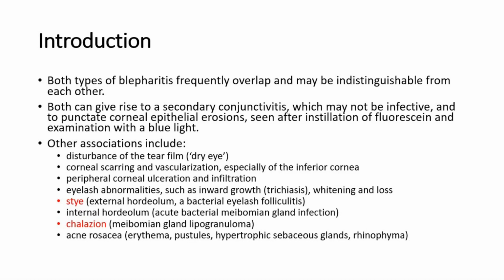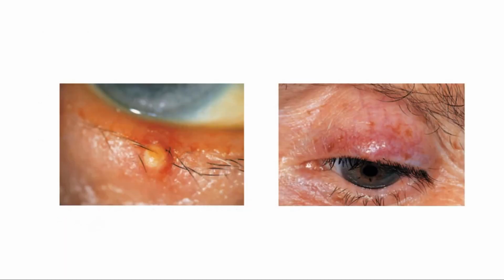Other associations include disturbance of the tear film, corneal scarring and vascularization, especially of the inferior cornea, peripheral corneal ulceration and infiltration, eyelash abnormalities, such as inward growth, trichiasis, whitening and loss, sty, internal hordeolum, chalazion, and acne rosacea. This first picture shows a sty at the lower eyelid, and the second picture shows a chalazion.